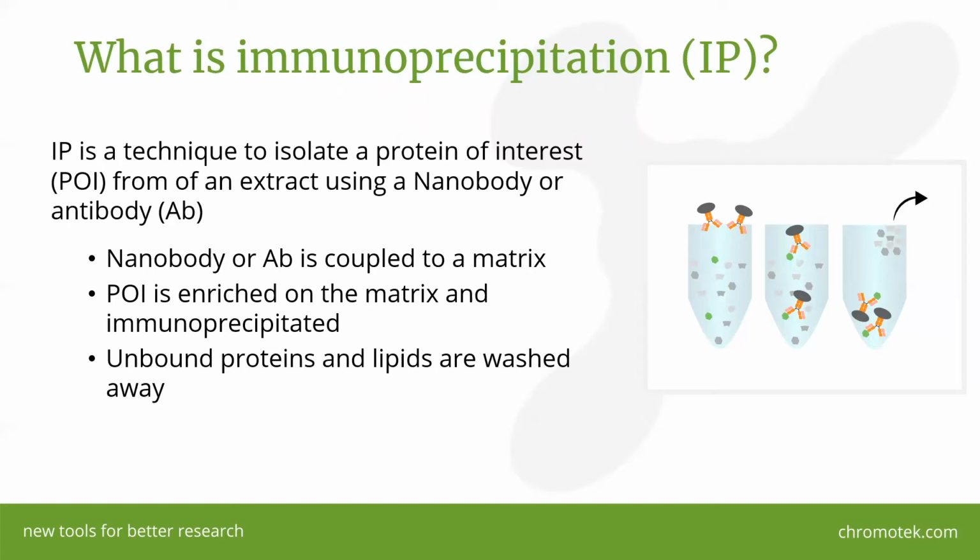So what is immunoprecipitation? Immunoprecipitation is a technique to isolate a protein of interest from an extract using a nanobody or an antibody. The antibody or the nanobody is coupled to a matrix like agarose or magnetic agarose. The protein of interest is then enriched on the matrix and immunoprecipitated, while unbound cellular components such as lipids or other proteins are washed away.